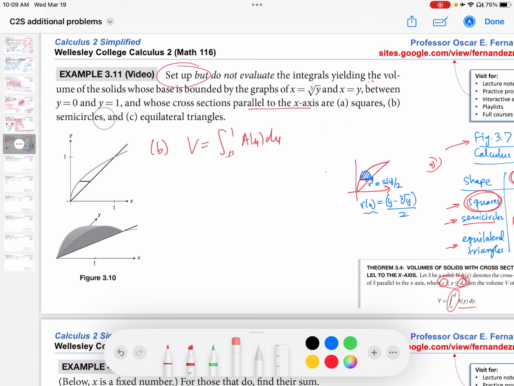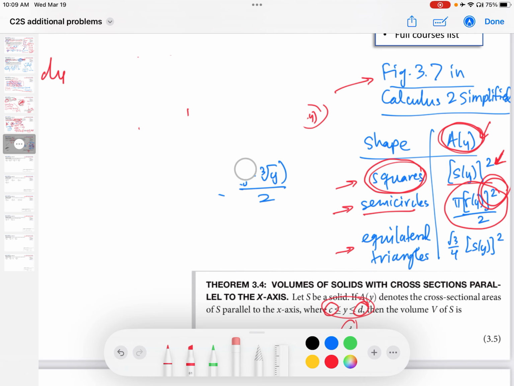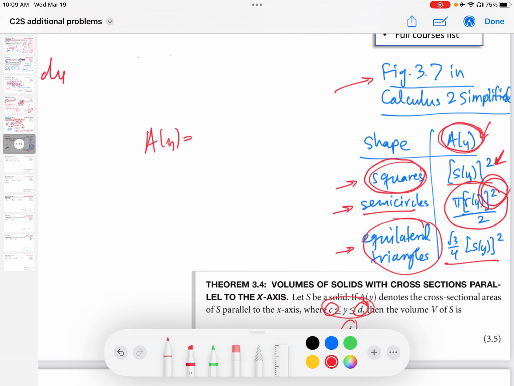Part C asks me to look at equilateral triangles. So I'm going to go over here and same deal, look for my formula for my equilateral triangles. So that's the one over here, and this is my formula. So in this case, a of y is root 3 over 4 times s of y squared. We had already found s of y, right? So that's why I did the squares ones first. S of y was y minus cube root of y.